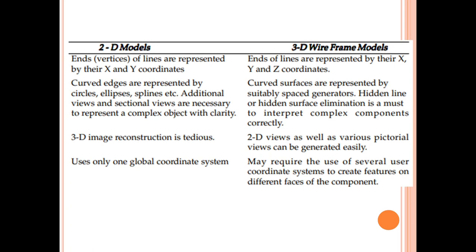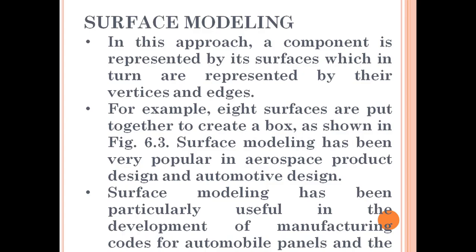This is the difference between 2D and 3D. In 2D, there are two axes; in 3D, three axes, coordinate points. Curve edge, reference edge, circle, ellipse, and then additional views of the sections. It's a curved surface representing the suitable generation. 2D is used for coordinate points for one element. Many recurrent surfaces use a coordinate system. It's used for 3D.